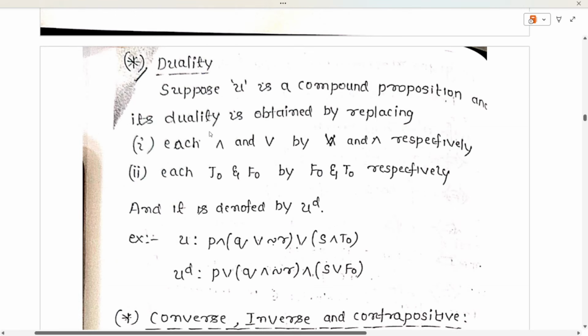Next comes another most important topic, which is duality. What is duality? First, let's understand. Suppose U is a compound proposition.